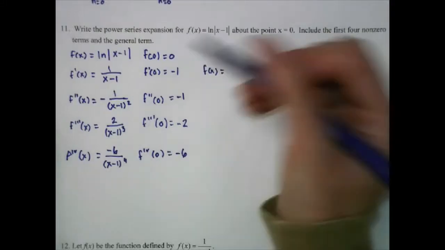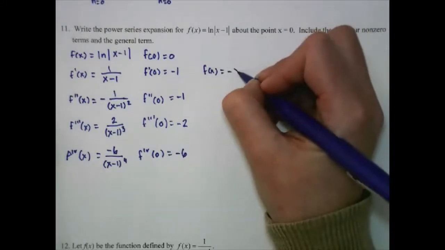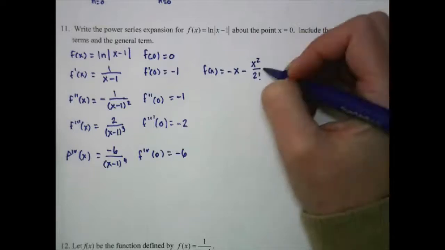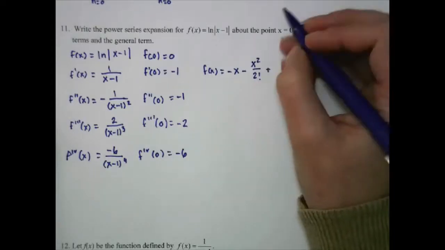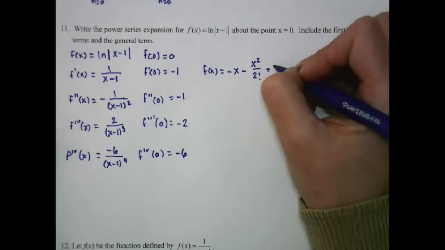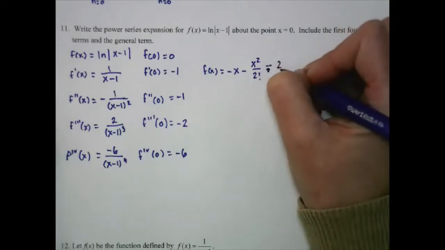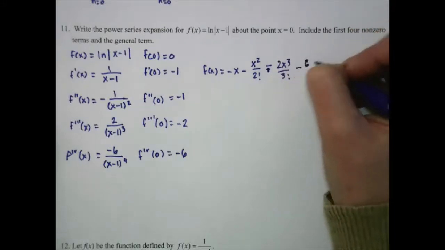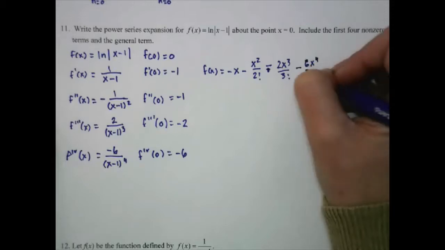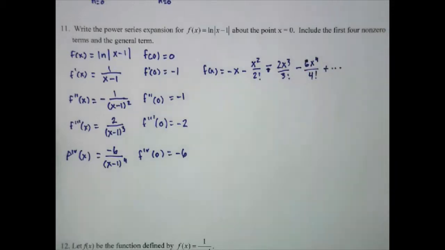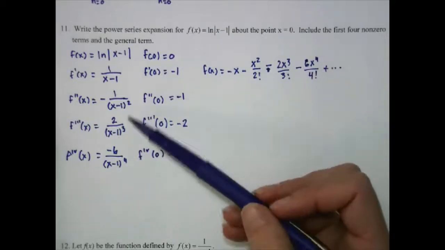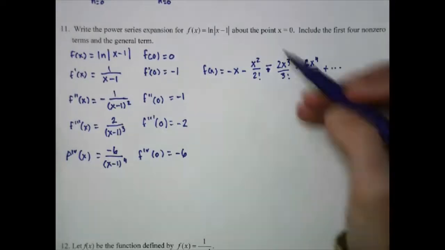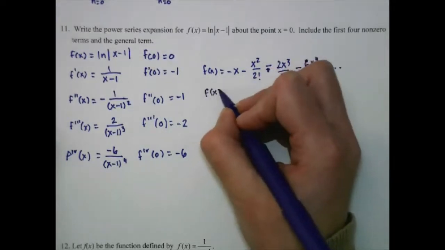So f of 0 is 0, so that doesn't have a term. So we're going to have a negative x minus x squared over 2 factorial, minus again 2 over 2, x cubed over 3 factorial, and then another minus 6x to the 4th over 4 factorial. Well, these ones were obtained, we multiplied the 2 times the 3, the next one would multiply the 6 times the 4. So these are actually factorials. So I can reduce this, and that's going to help me with the general term.